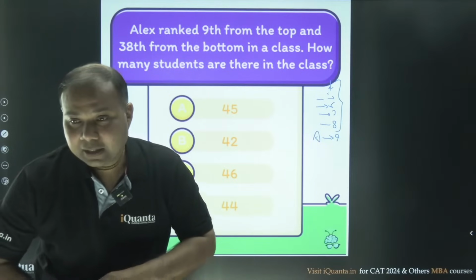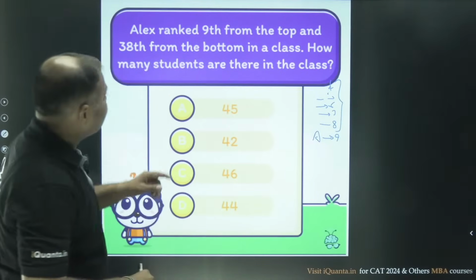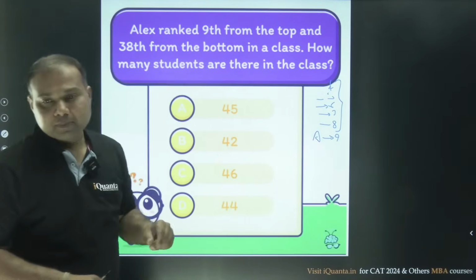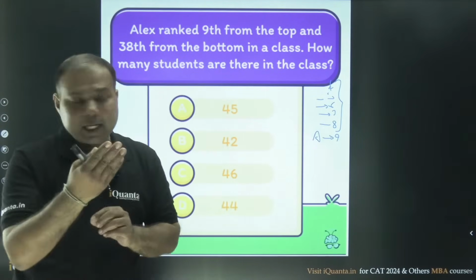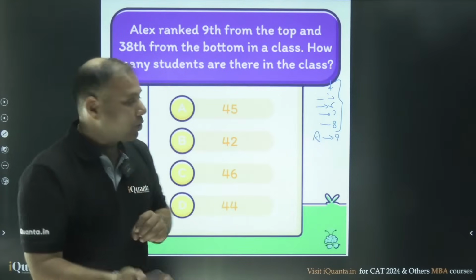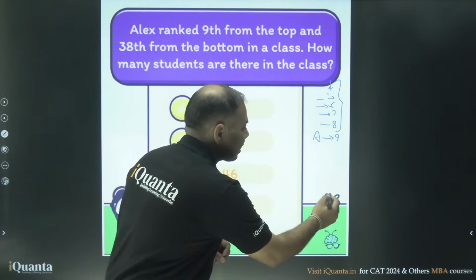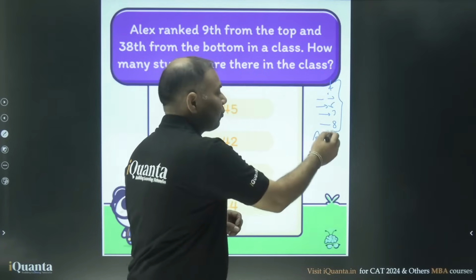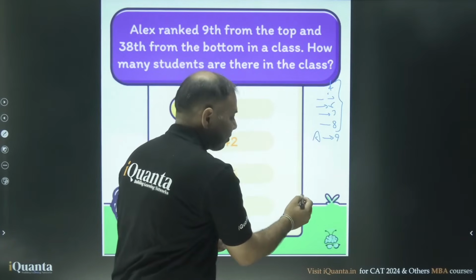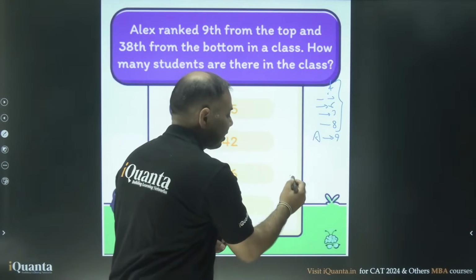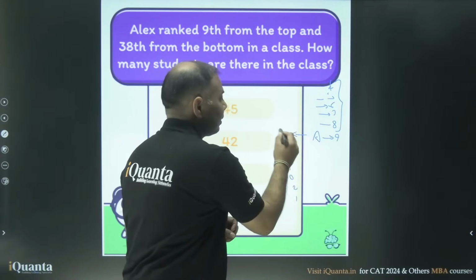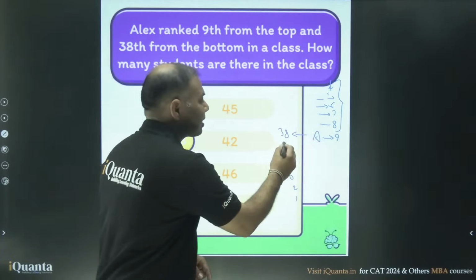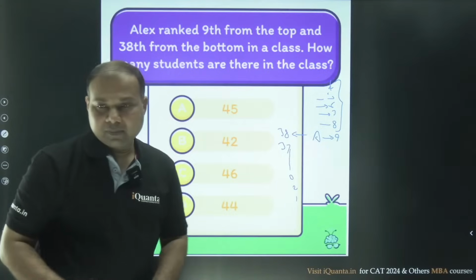Right. Now, another statement says that he is 38th from the bottom. So from the bottom he is at 38th position, right? From the bottom, last, second last and so on. So from the bottom first, second, third, fourth up to 38. So he is at 38th position from the bottom. Someone from the bottom would have been at 37th position also, and so on, right?